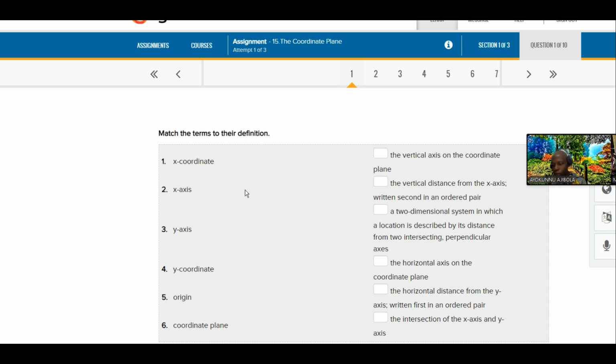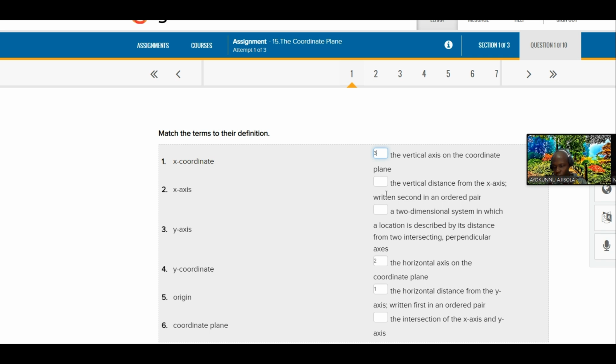So x coordinate is the horizontal distance from the y-axis. That is 1, okay? Then x-axis is the horizontal axis. Yeah, the horizontal axis is x-axis. That is 2. Then y-axis is the vertical axis, okay? And that's 3.